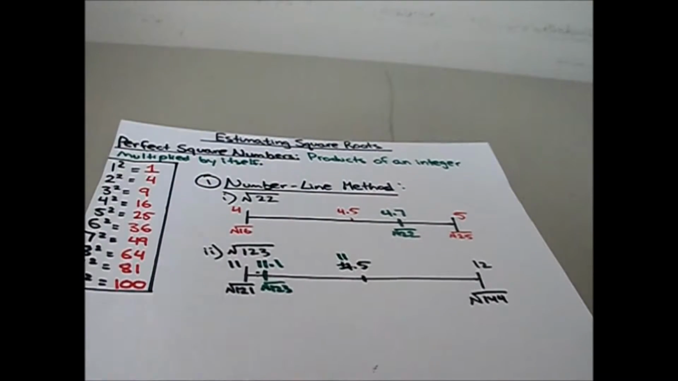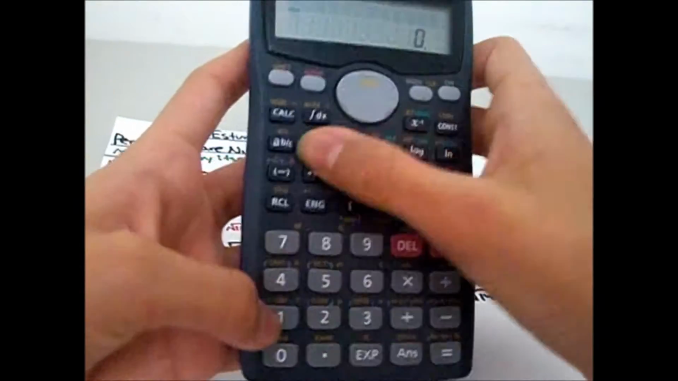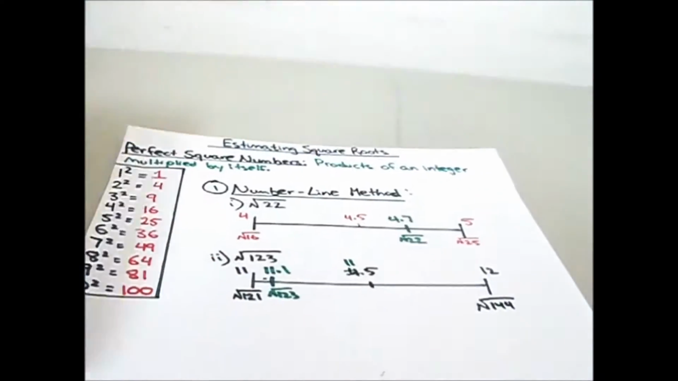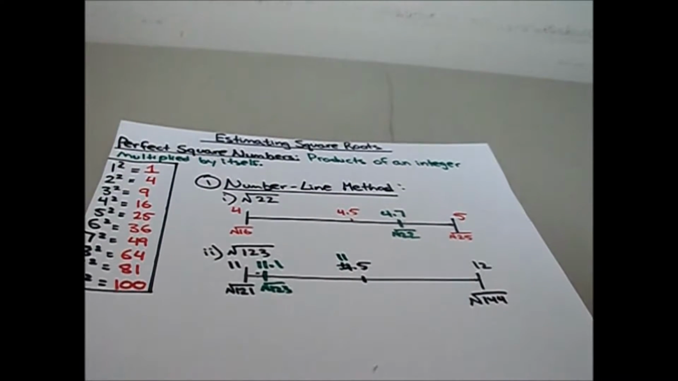Okay, so I said 11.1. It can't be 11.4 since that would be way too much. Same with 11.2 and 11.3. Maybe 11.0 as well. But let me just check. 11.09. Perfect. Almost perfect. So that's the number line method.